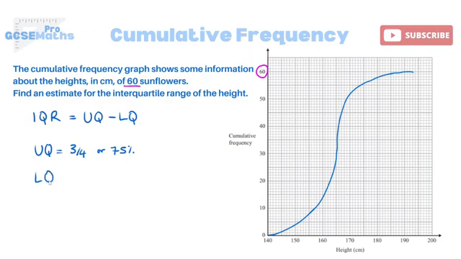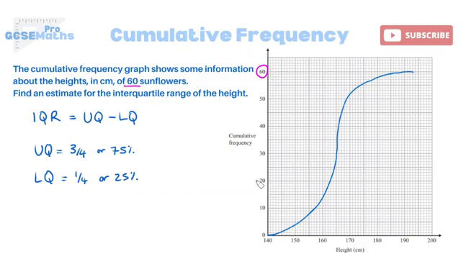The lower quartile is the same, but obviously being the lower one, it is just 1/4, or if you want to think about it as 25%, that's fine. So you just have to work out, let's do the lower quartile first. 1/4 of 60, so you can either do it in your calculator if it's a calculator test, or just divide it by 4, is 15.